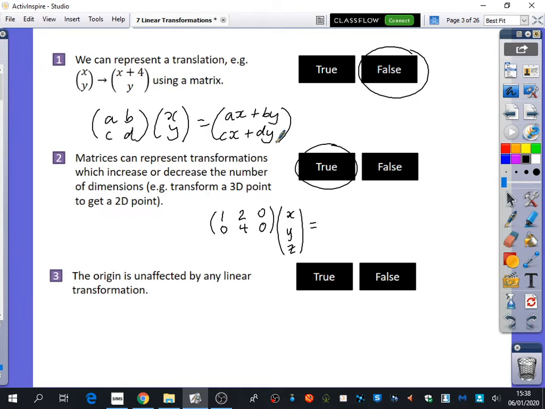So if x was 0 and y was 0, what would you have on the right-hand side? 0, 0, 0. So if we were doing an ABCD transformation to the coordinate 0, 0, we get 0, 0. So it's never affected. So the origin is unaffected by any linear transformation is true.